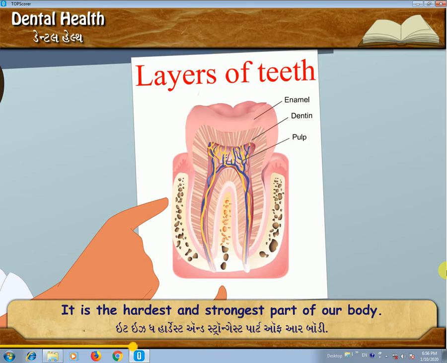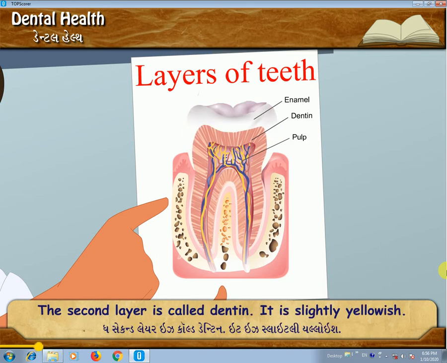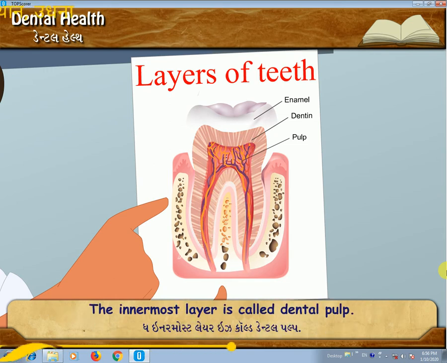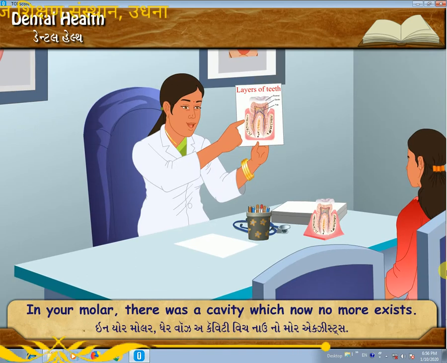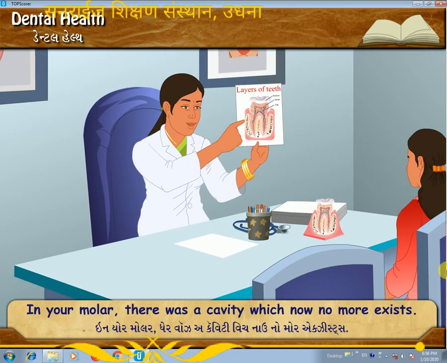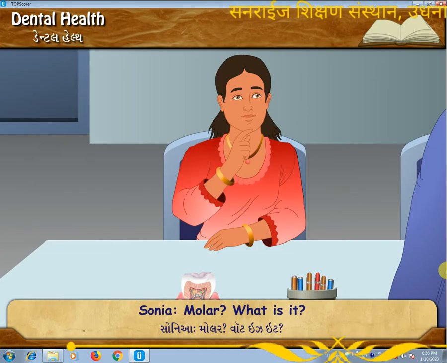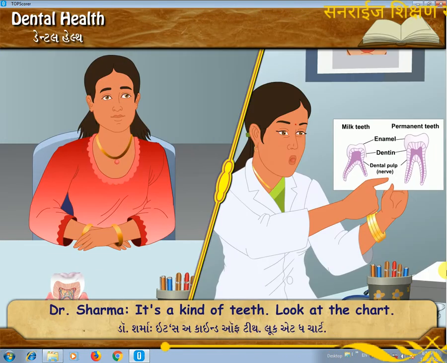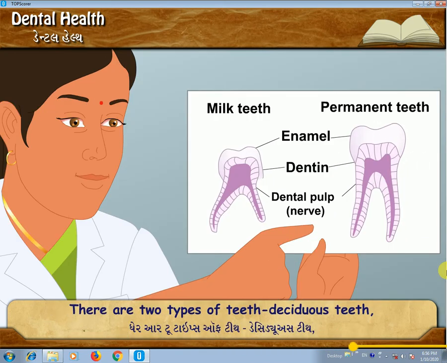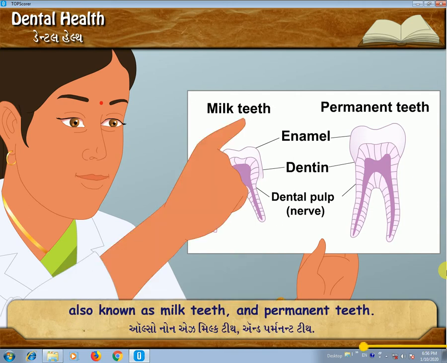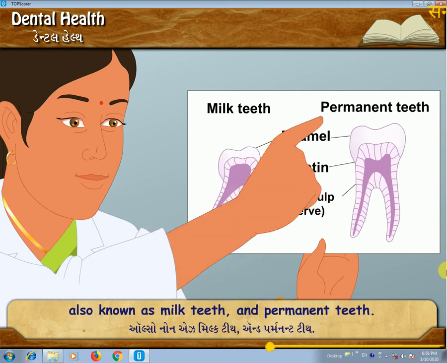Enamel coating? What's that? For that you need to understand the construction of our teeth. Our teeth have 3 layers. The uppermost white layer is called enamel. It is the hardest and strongest part of our body. The second layer is called dentin. It is slightly yellowish. The innermost layer is called dental pulp. In your molar, there was a cavity, which now no more exists.